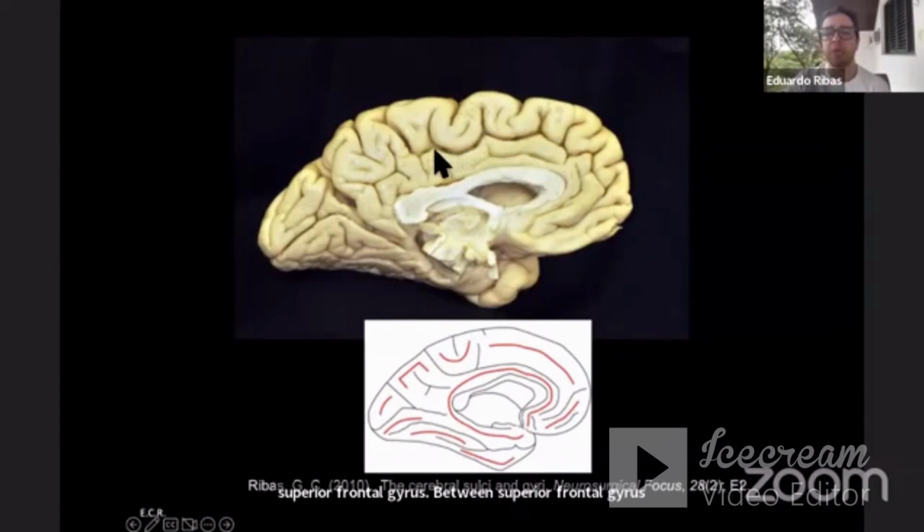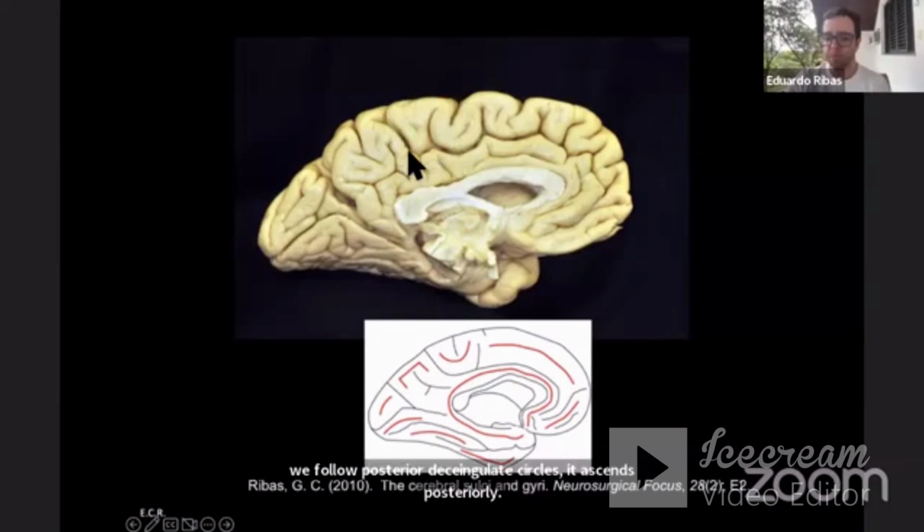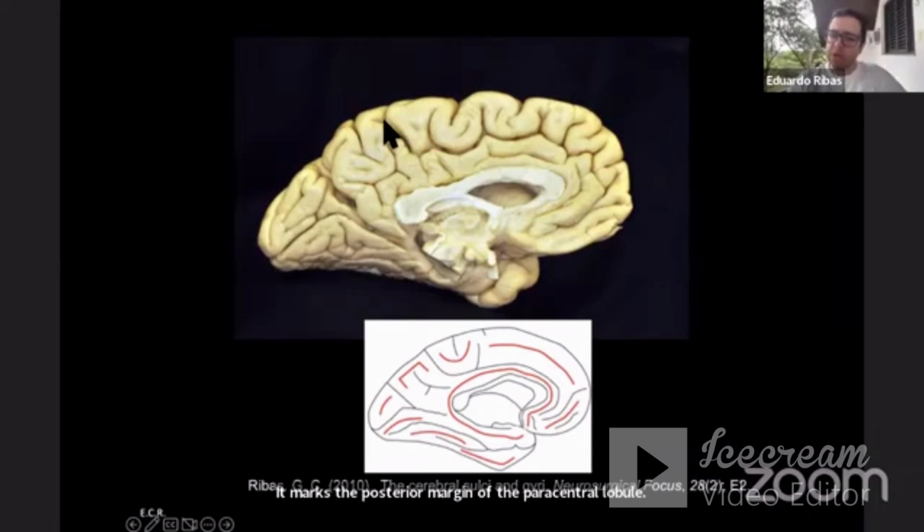If we follow the cingulate sulcus posteriorly, it ascends and marks the posterior margin of the paracentral lobule. This is why this sulcus here is called the ascending marginal ramus of the cingulate sulcus, because it's the posterior margin of the paracentral lobule. And so what is the paracentral lobule? The paracentral lobule is the most medial aspect of the pre and the postcentral gyrus, but here seen at the middle aspect of the brain. It's called the paracentral lobule.